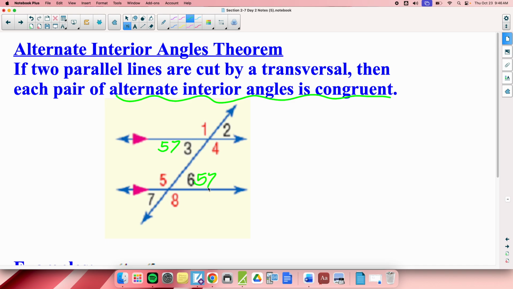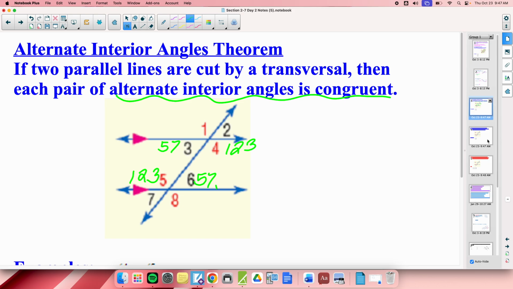Okay. So alternate interior angles are equal or congruent. That's another thing we know today. And it's both pairs. Do you guys understand if that's 57, this is 123? And if this is 123, this is 123. Do you guys understand why it's 123?